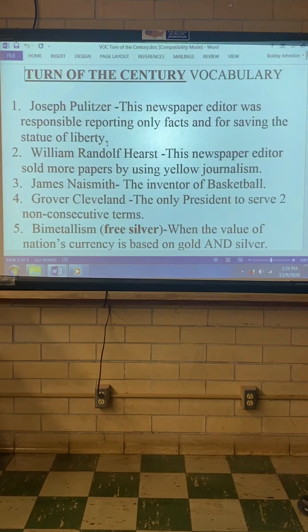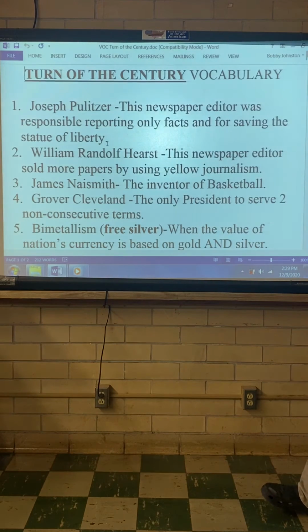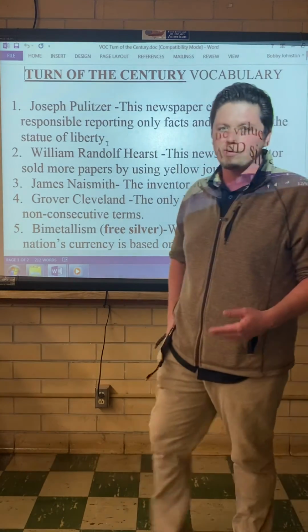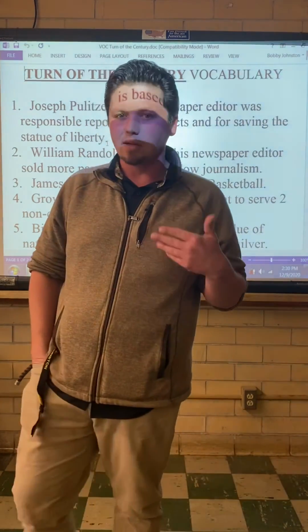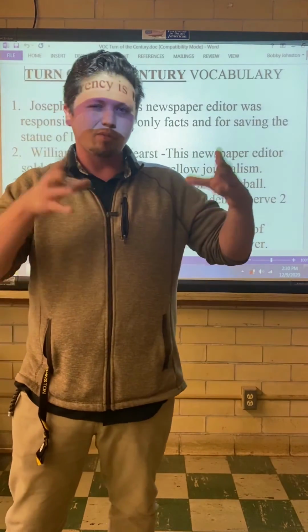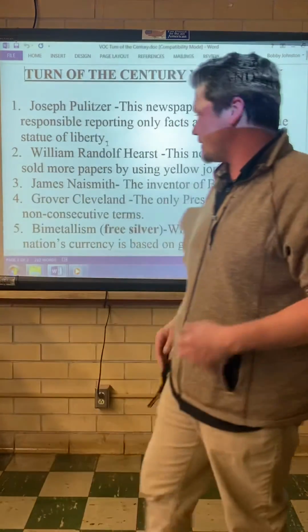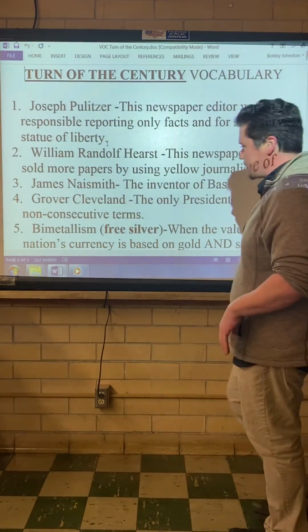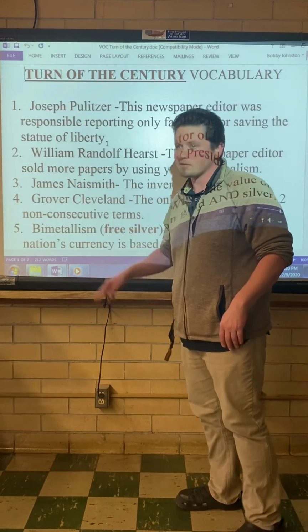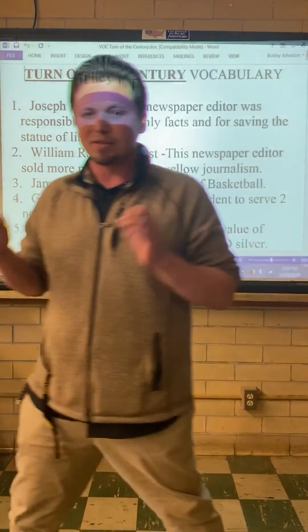When the value of a nation's currency, or money, is based on gold and silver, okay? So there was a time in American history where our money was based on the gold standard, which basically means that we can only print so much money because the value of it was based on gold. Well, at the time, around the turn of the century, they wanted something called bimetallism, where we base the value of our money on gold and silver, okay?